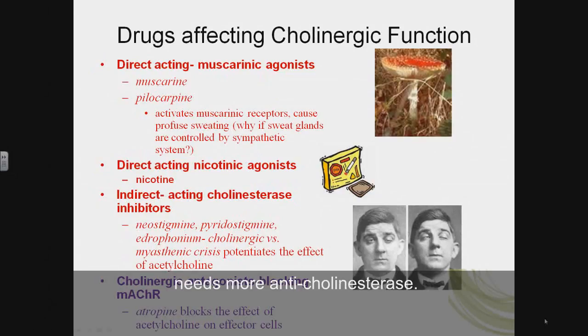If you administer edrophonium and your patient improves, then that means they didn't take their medicine in the first place, and they are in a myasthenic crisis. If they don't improve, then you know they overinjected or overdosed on their medications, and they're in a cholinergic crisis. We would then give that person atropine and protopam, and I explained why in our dendrites to synapse lecture. Cholinergic antagonists are drugs that block the muscarinic acetylcholine receptor. Atropine is the one that I've asked you to know.